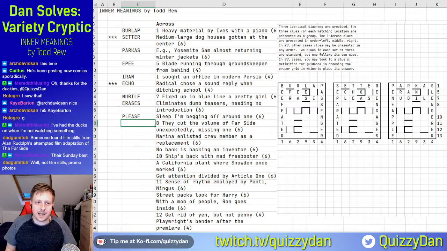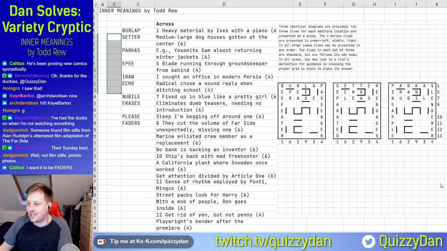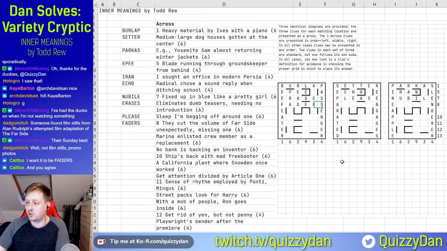Okay, 8. If you got 8, go for it, because I'm going to start typing it in. I think it's something people in the radio industry would be very pleased to use. Faders. So they cut the volume. That's the definition on the left-hand side, so it goes in the left-hand grid. Anagram of Far Side, but missing 1, so take out the I.